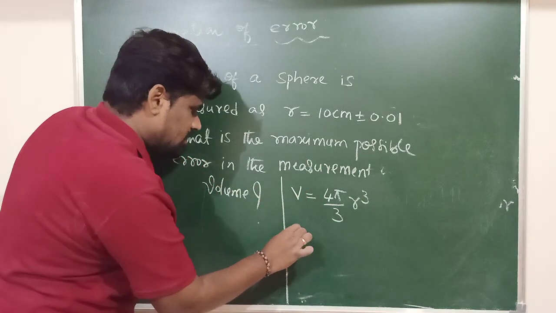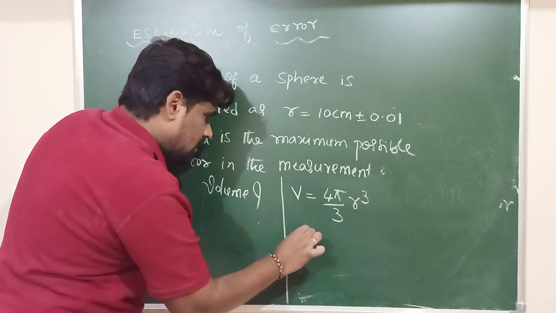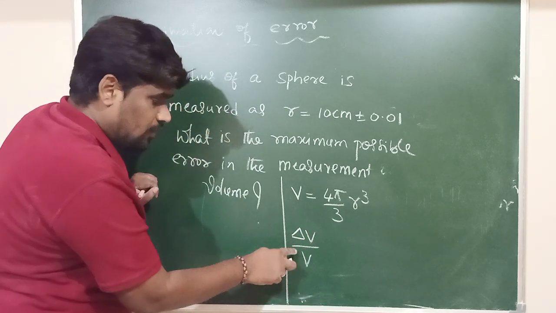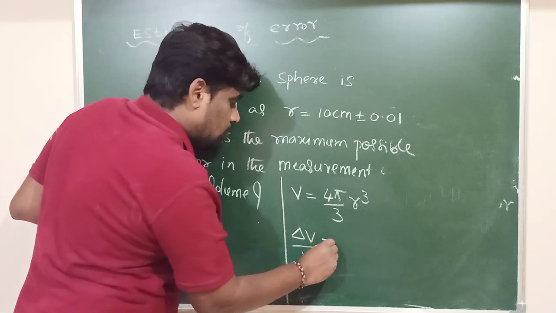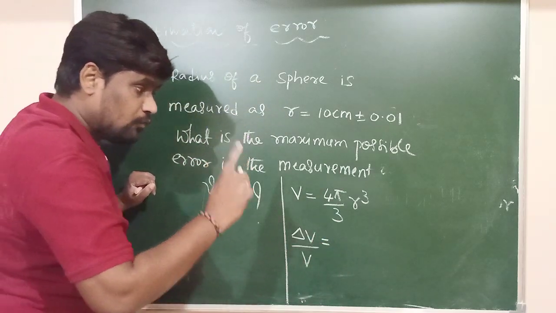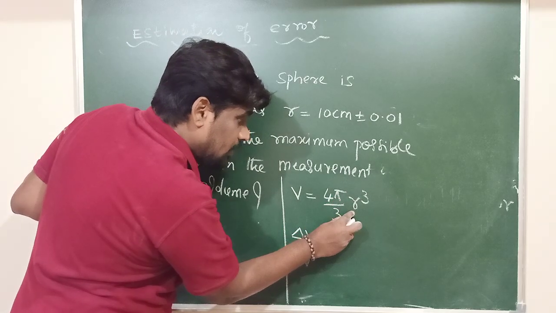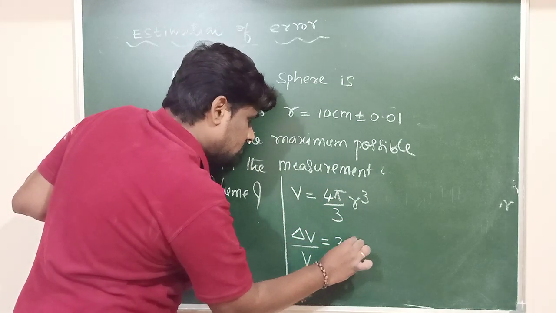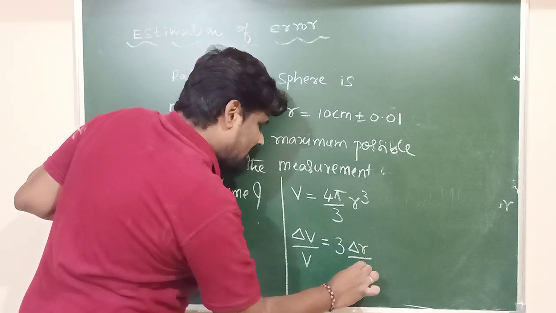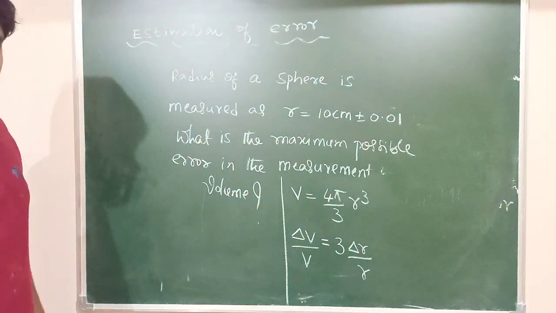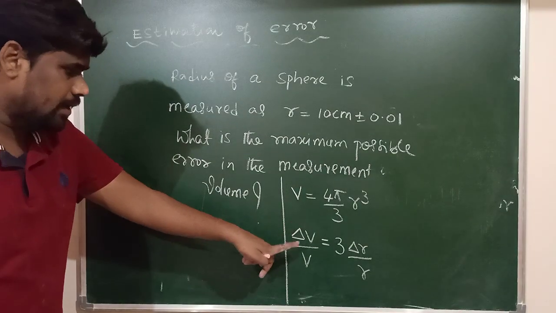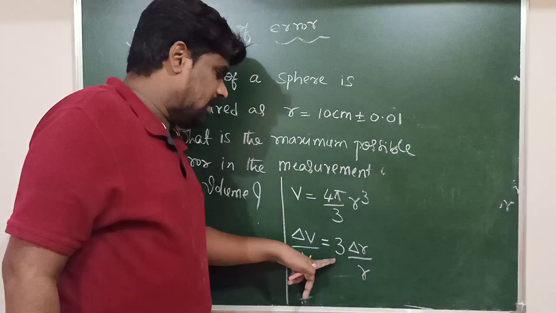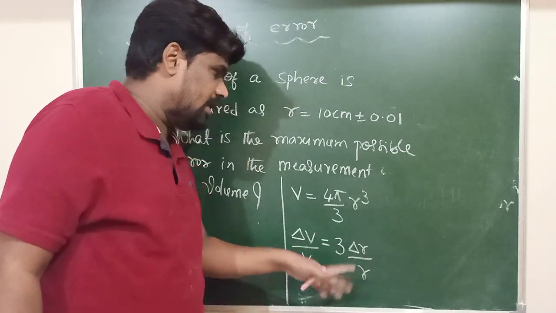Then what should be the error in the volume? As per the rule, delta V by V should be equal to, here we have r to the power 3, therefore it should be 3 times delta r by r. So the maximum possible relative error in the volume is equal to 3 times the relative error in the radius.